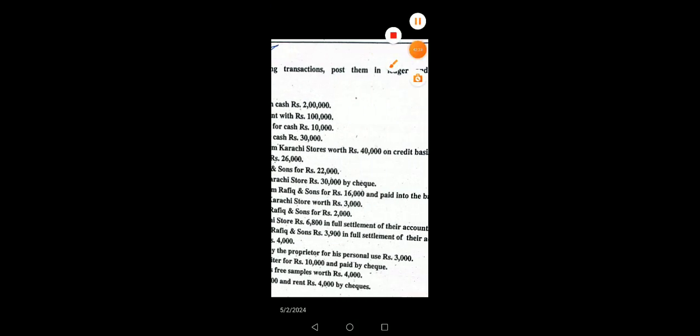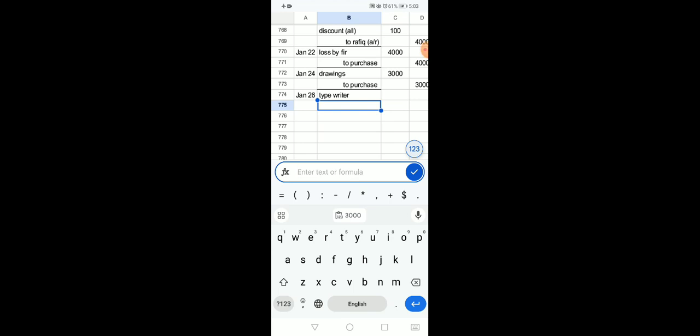How are you buying this typewriter? Purchased typewriter and paid by check. The person from whom you are buying this typewriter, you will issue a check and provide that check to him. That seller will go to your bank, present that check, and withdraw the amount from the bank. The amount present in the bank would be decreased, which is your asset. That means the asset is decreasing. Decrease in asset should be mentioned on the credit side. So you will mention your bank account on the credit side.